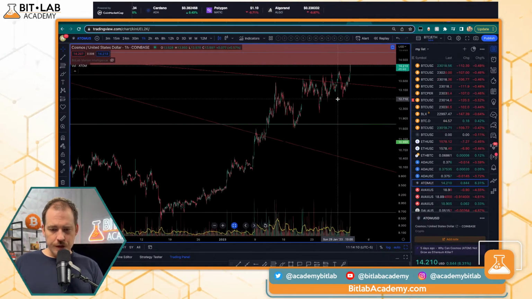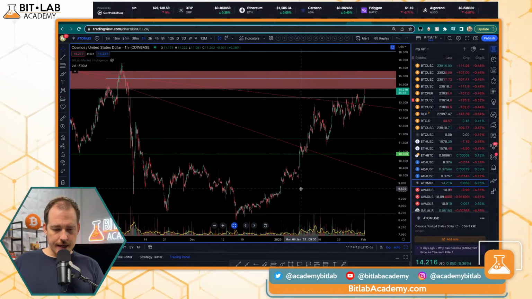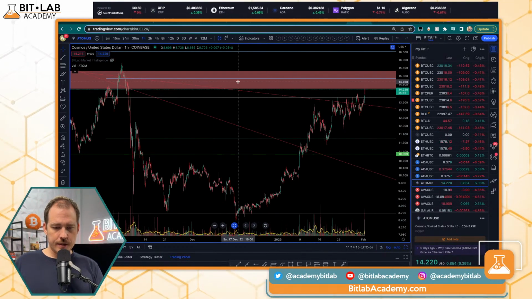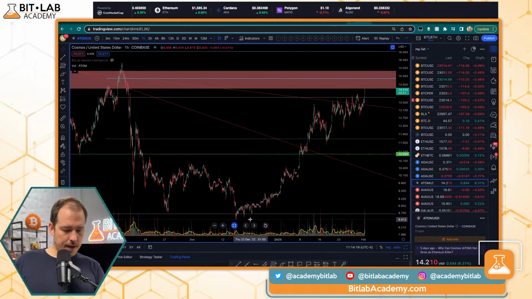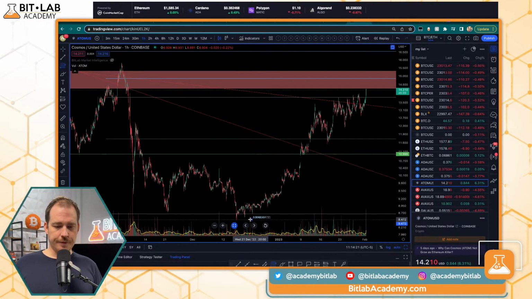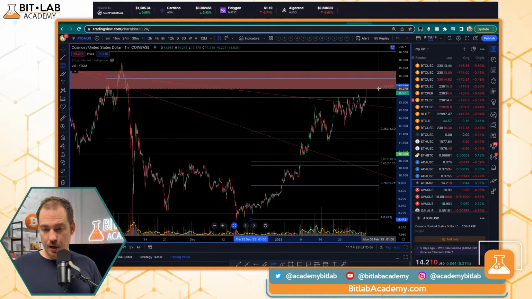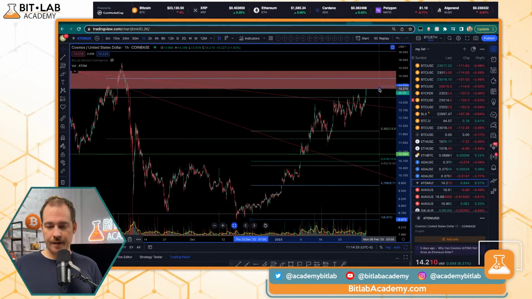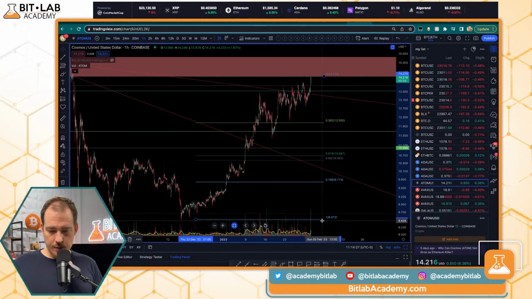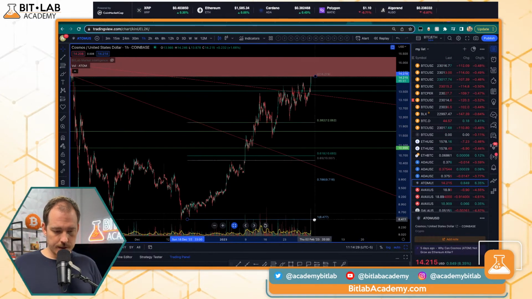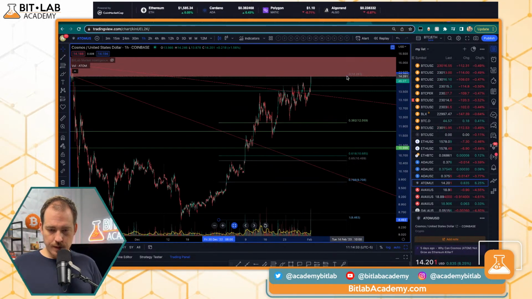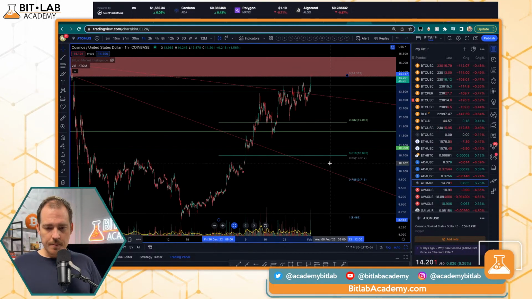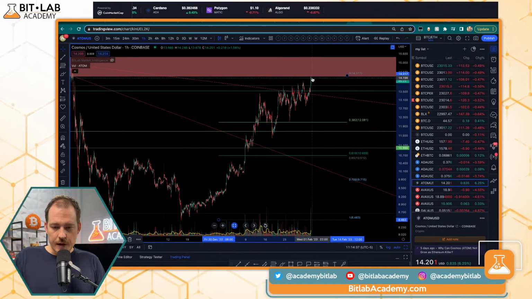And so what I'm looking at here is, let's go ahead and do option F, that gives us a Fibonacci. If you're on PC, that's Alt F. We're going to drag this across. So this goes right up to the top here.